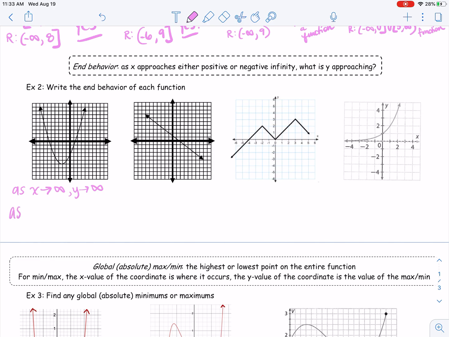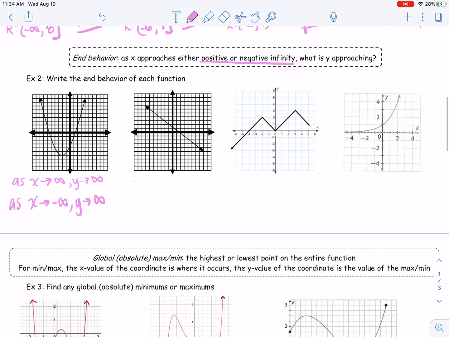We also want to make note of what's happening to x as it approaches negative infinity, positive or negative infinity. So as x approaches negative infinity, those y values are still going up, up, up, and away to positive infinity. It doesn't matter if you switch these around and do your negative infinity first for x or the positive infinity, but I do need you to write both of them, okay?